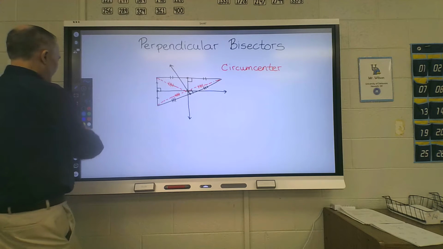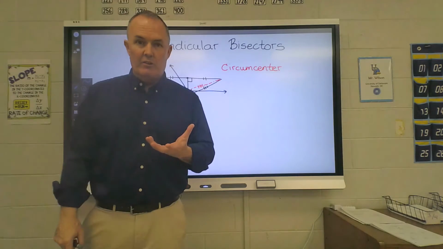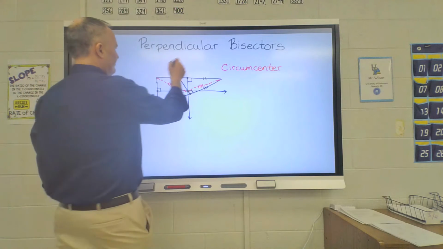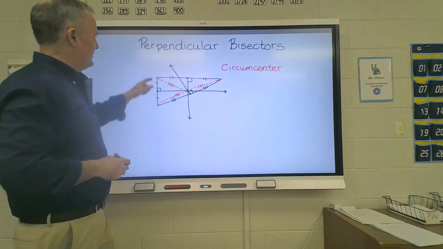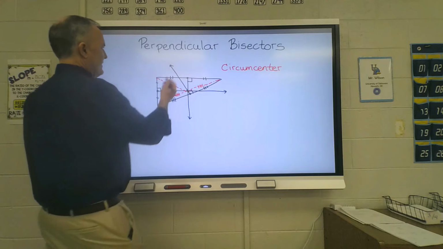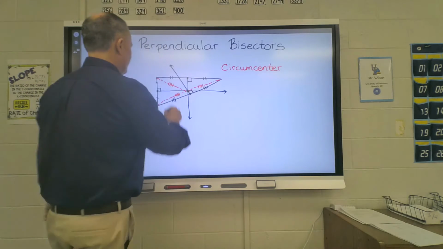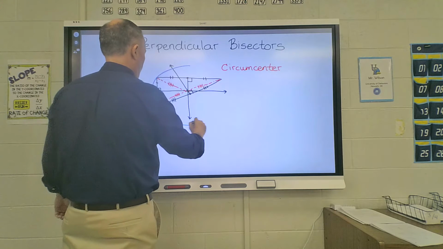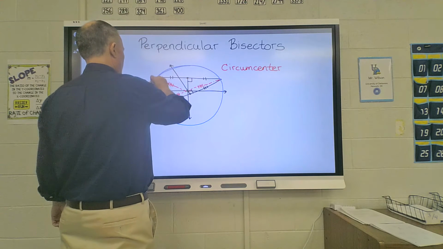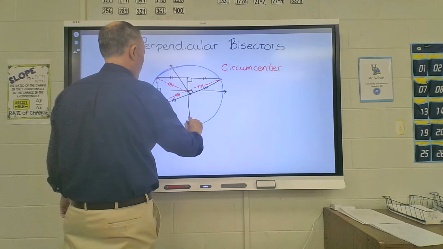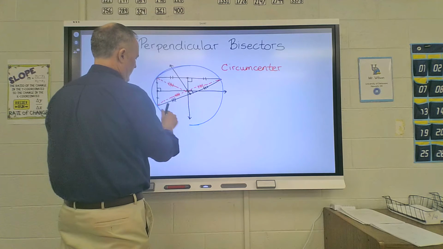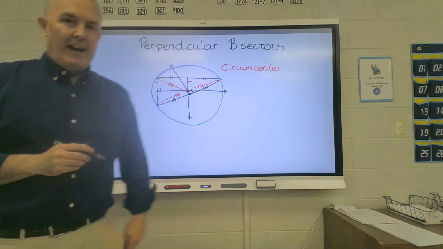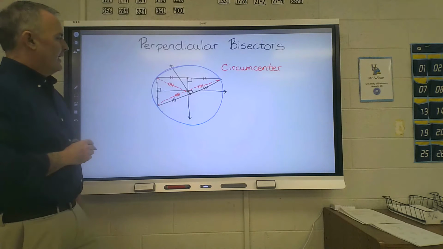Well, what we've actually created is the center part of a circle. So we're going to draw a circle around the triangle, and we want the circle to touch all three vertices. This is the toughest part, drawing an accurate circle. There we go. That's not too bad. I have done a little bit better in class from time to time. It takes a little bit of practice.